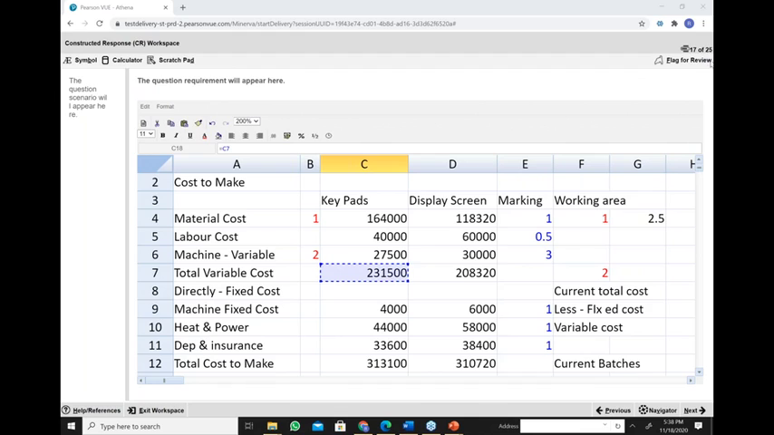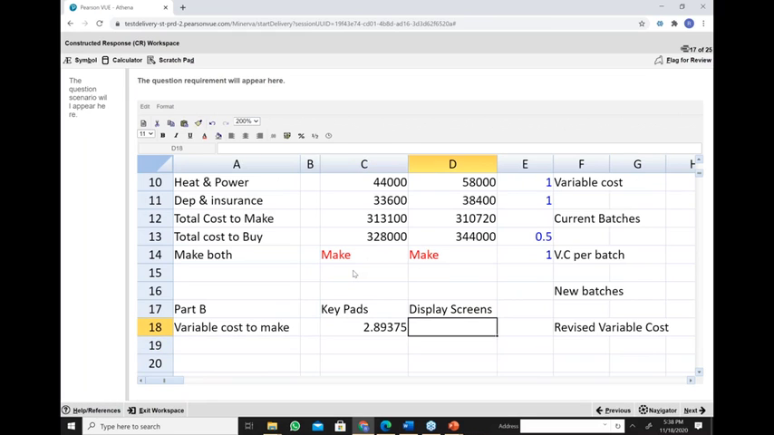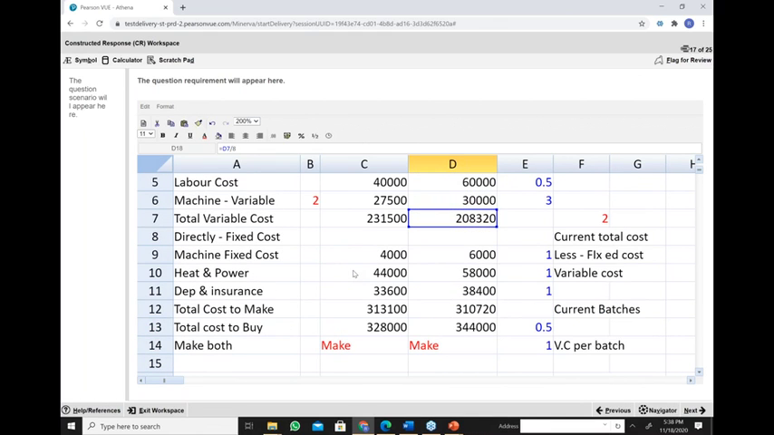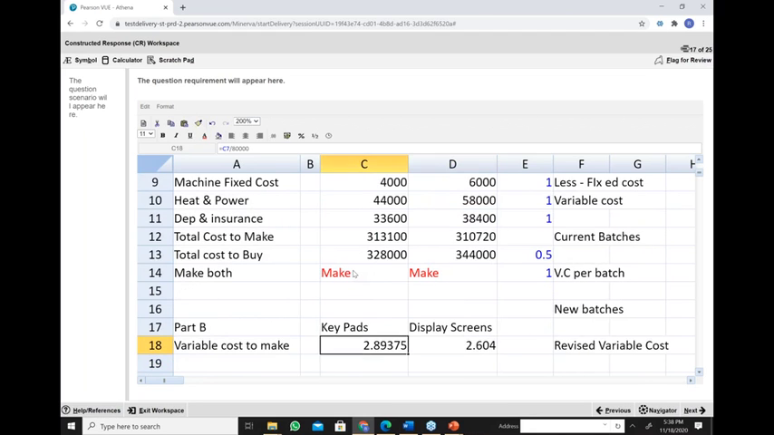And we'll divide this with the number of units, right? We do know the number of units, it's 80,000. So this is the variable cost, divide this with 80,000 and you will get 2.8935. Exactly the same I'll do here. The variable cost given to me divided by 80,000 and yes, it's 2.604. So variable cost to make, step number 1 done.